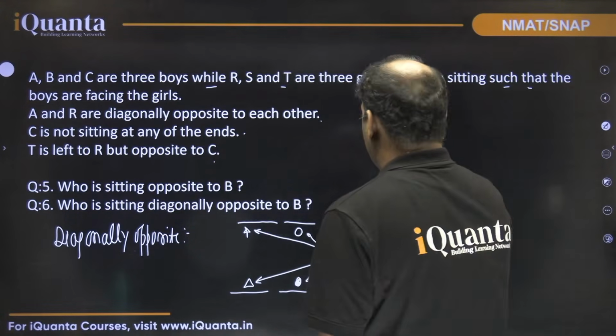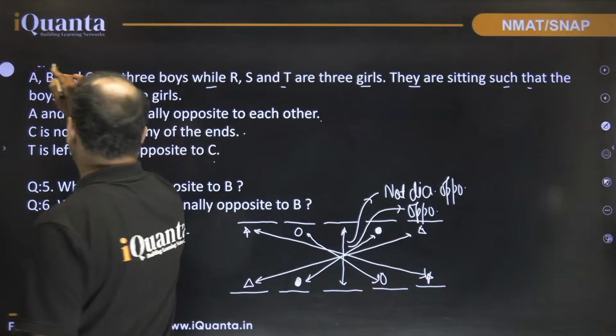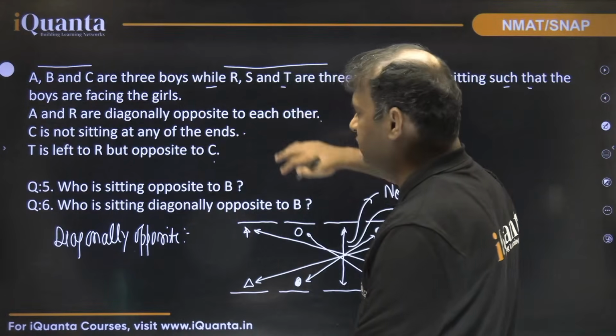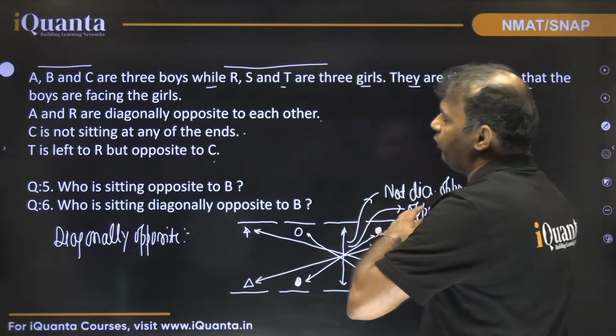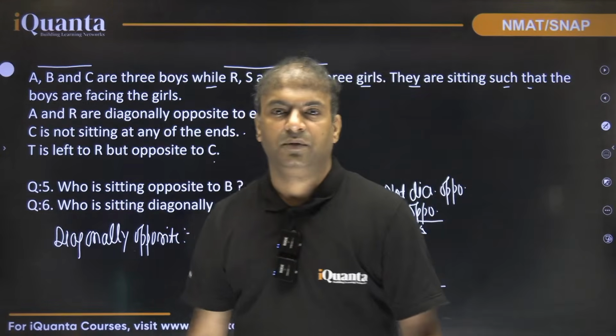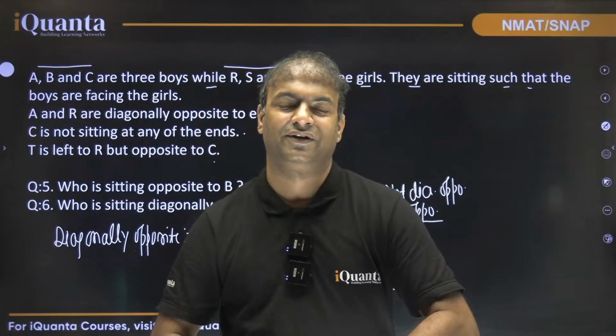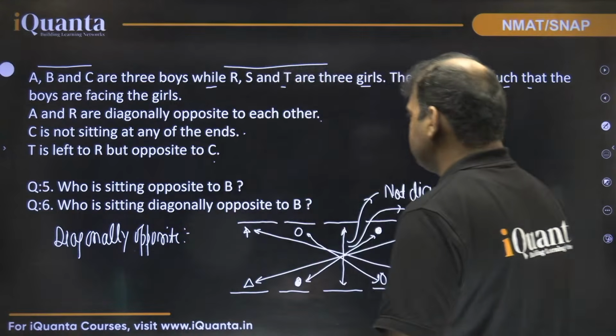Did you observe one thing? They are saying that A, B, C are boys, R, S, T are girls. They are sitting in different rows. One thing is understood, they are sitting such that boys are facing the girls. But they have not mentioned that boys are facing north or girls are facing north. This is something not mentioned. Actually there can be both the cases.